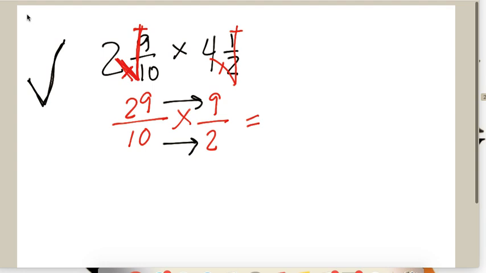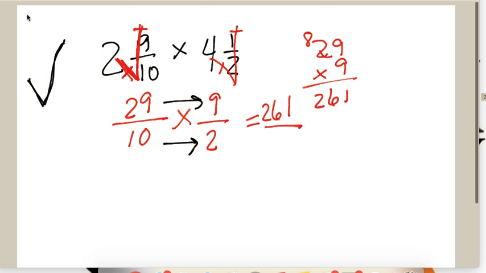So 29 times 9 would be, let's see, 261. And then 10 times 2 is 20. So now I have an improper fraction. At this point, you want to try to make a mixed number. So I'm going to see how many times can 20 go into 261.